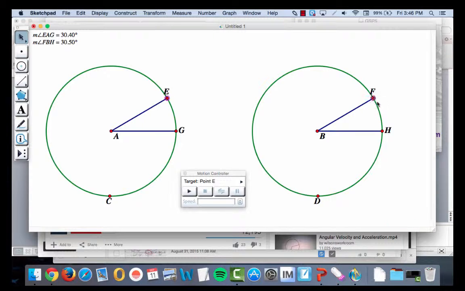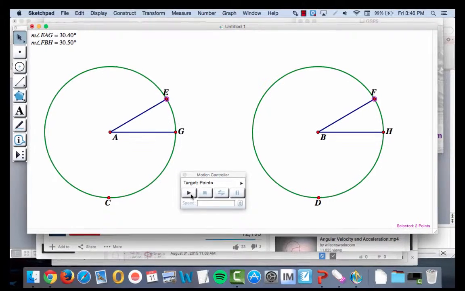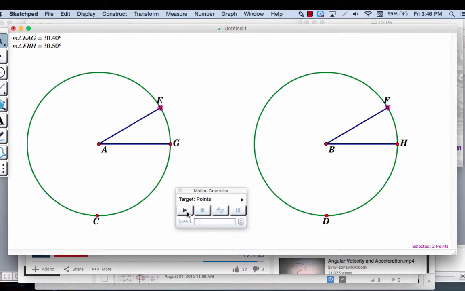But if I show you points E and F on this circle, when I hit play here, they are going to move at the same linear speed around the circle. I tried to make them as equal as I could by eyeballing it, but when I press play, they move around the circle at the same rate, the same linear speed. And that speed right now is whatever this speed is. And I can increase that speed and they move faster around the circle.